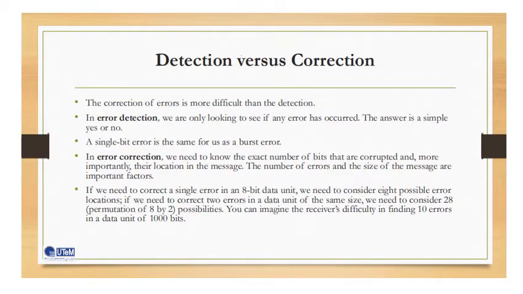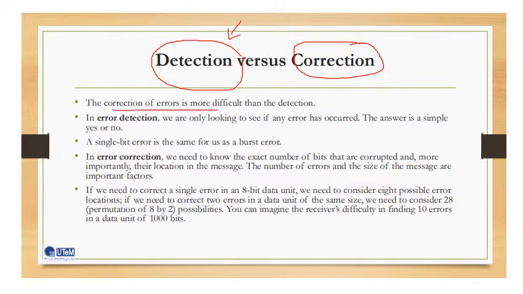Detection versus correction. Which one is easier? Is it detection or correction? The answer must be detection, because correction is a bit difficult. The correction of error is more difficult than detection. In error detection, the answer is only yes or no. If the data contain error, we just say yes, it has an error. So we are looking to see if any error has occurred. The answer is yes or no.